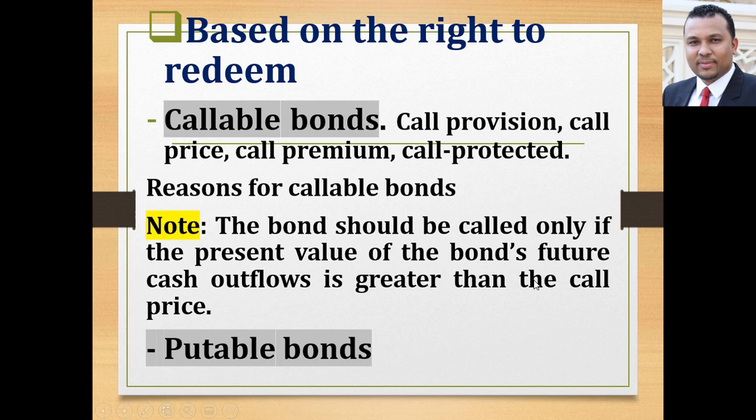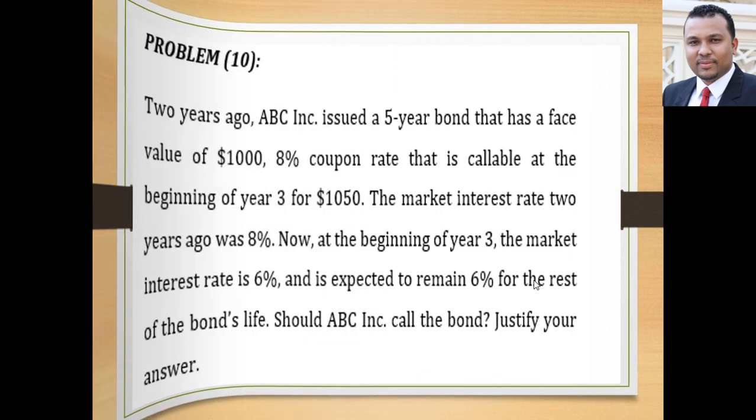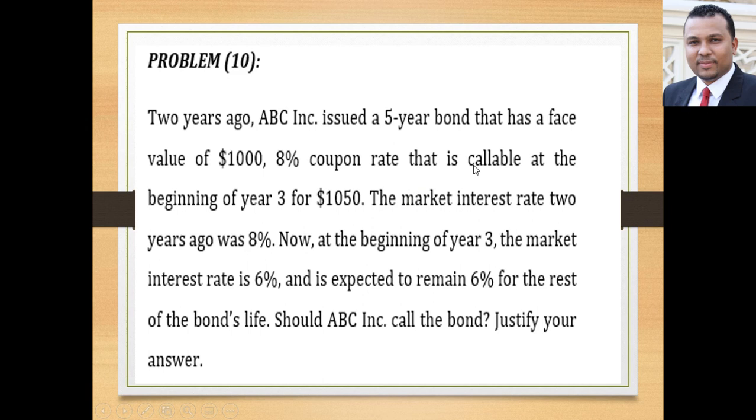In our problem number 10 on page 136, we talk about a 5-year bond lifetime. But 2 years ago, so now we are in year number 3. Mainly, how many years? 5 years of bond life. In our problem, we talk about 2 years ago. So now we are in year number 3.